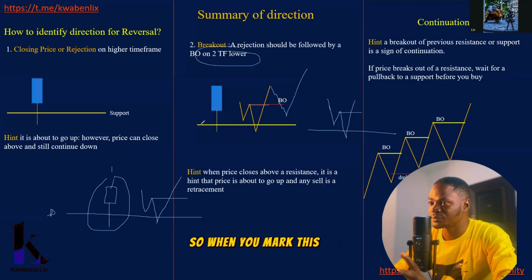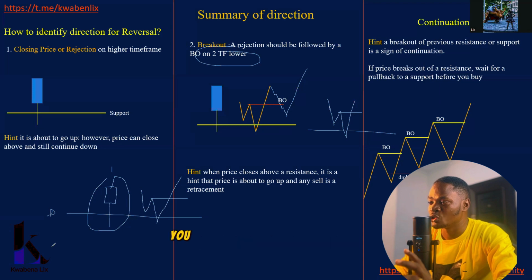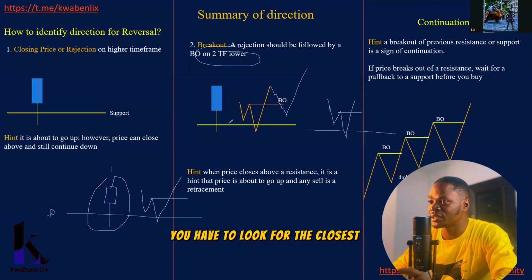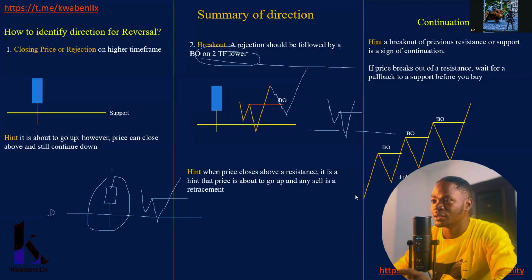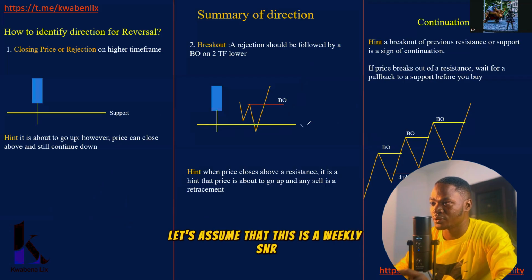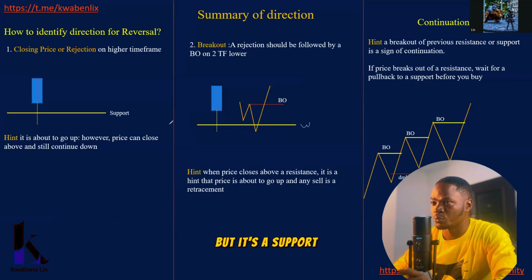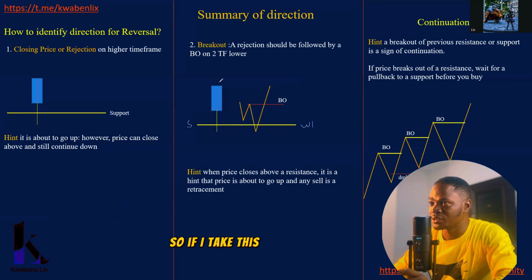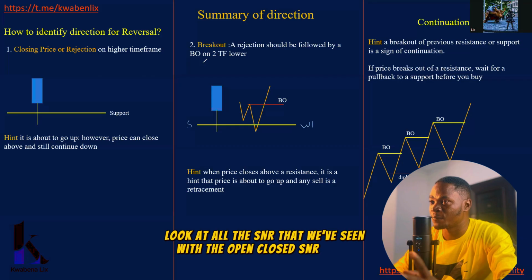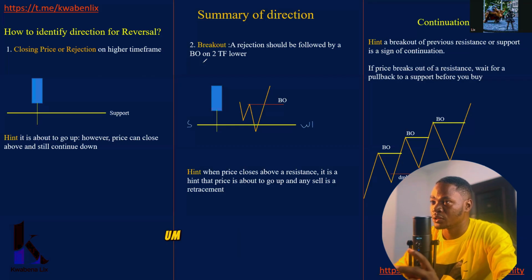So when you mark this SNR, you have to look for the closest SNR on the same time frame opposite this SNR. So for instance, let me explain it properly. Let's assume that this is a weekly SNR, but it's a support. The closest weekly SNR on the resistance, which is opposite it. So if I take this, say weekly, then I'll look at all the SNRs that we've seen, whether open close SNR or classic SNR, that is close, the closest.